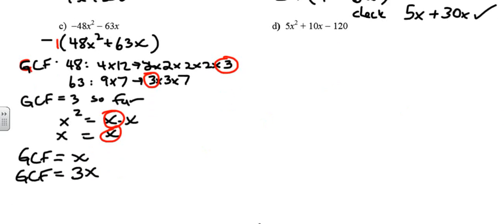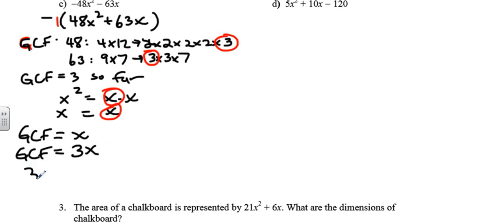So I'm going to open up my bracket. I'm going to put that negative that was already there from up here in, and then I'm going to figure out what I'd have to multiply negative 3x by to get 48x squared. I'm not sure what that number is, but I know that 48 divided by 3 is 16 because I did that on my calculator. And I know that x times something gives me x squared. Well, that's got to be x. And then for the 63, I've got a negative 3x, and I'm trying to get a negative 63 here.